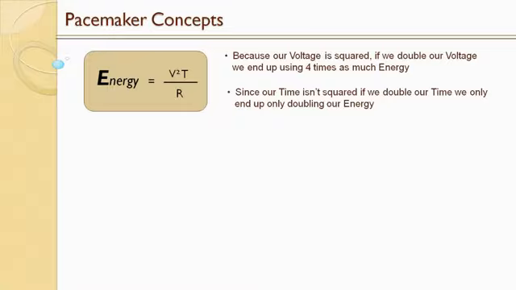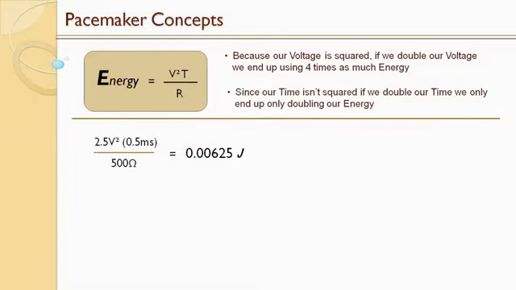Let's run through a couple of examples. Let's say we have a pacemaker programmed to 2.5 volts at 0.5 milliseconds. So we just plug those numbers into the equation and we get 2.5 volts squared times 0.05 milliseconds divided by 500 ohms, which gives us 0.00625 joules, or if we take it times 1,000, we get 6.25 microjoules.